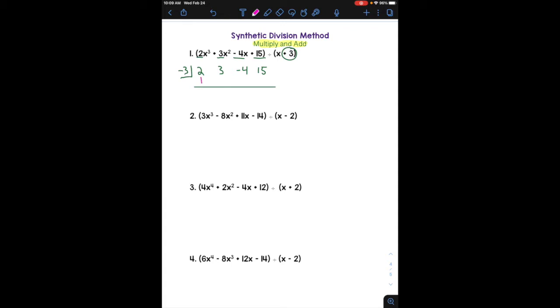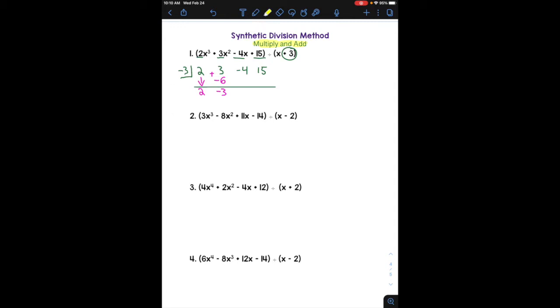Step 1 is to drop down the first coefficient. We're always going to be multiplying times negative 3. We're going to multiply diagonally and add straight down. So what we have is 2 times negative 3, which is negative 6. We're going to record that value under the next column and add straight down. 3 and negative 6 is negative 3.